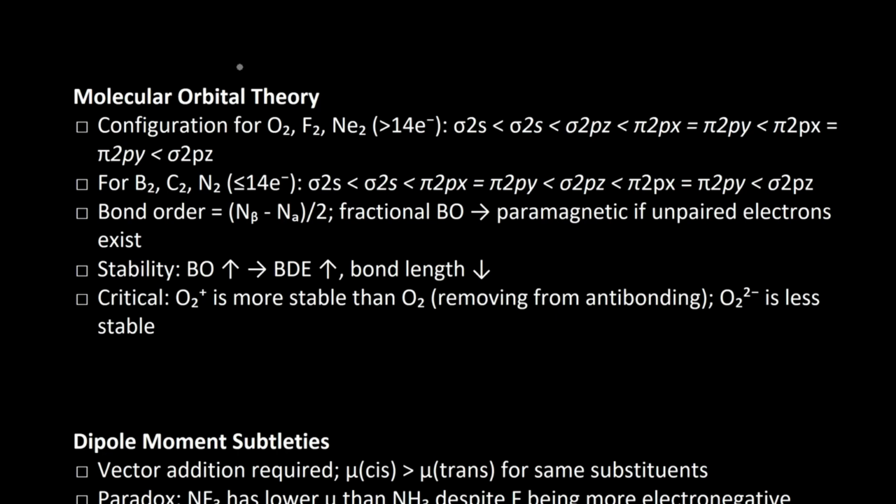And here the questions can be expected from bond order and bond length, which are inversely proportional to each other, and how many electrons in the anti-bonding level, how many electrons in the bonding level. That type of question can also be asked.